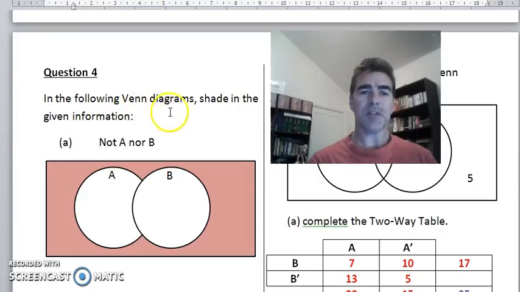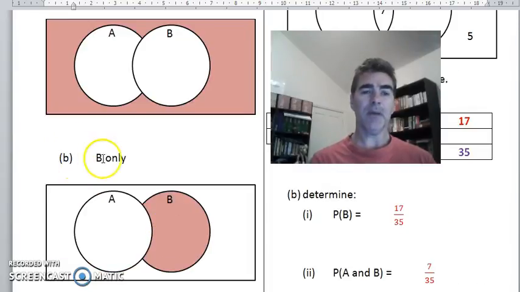In question 4, we want to shade the Venn diagram. So we want not A nor B, so we want all of those elements that are in neither A nor B. So we don't want A or B, so we want all the ones that are outside of those, which is shaded in red there. For part B, we only want B only, so we don't want any of A, and we don't want any that are in neither. So what's shaded is those bits that are only in B, no common part in A, so make sure it's only B.